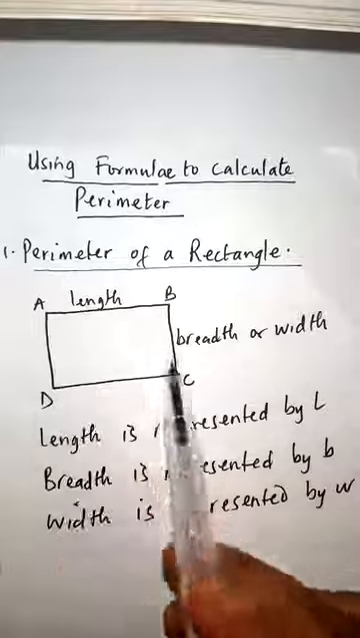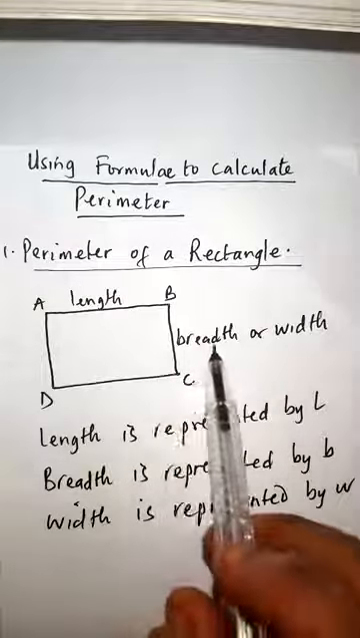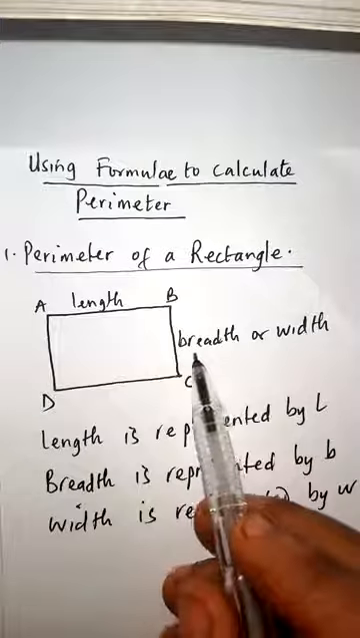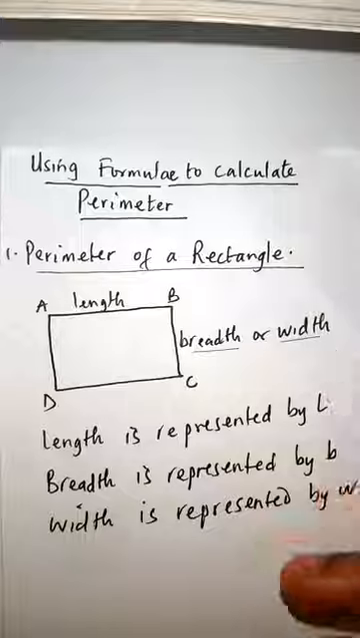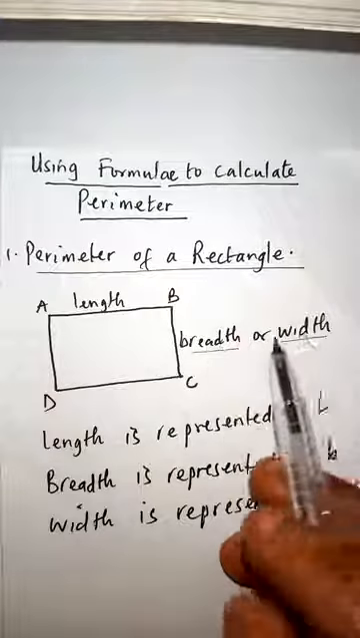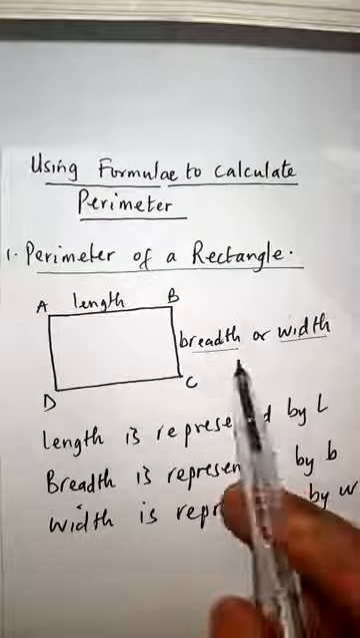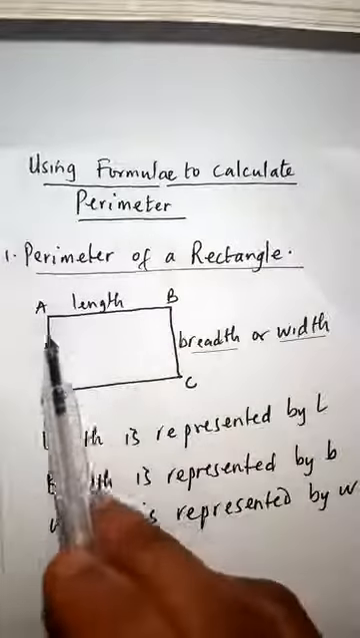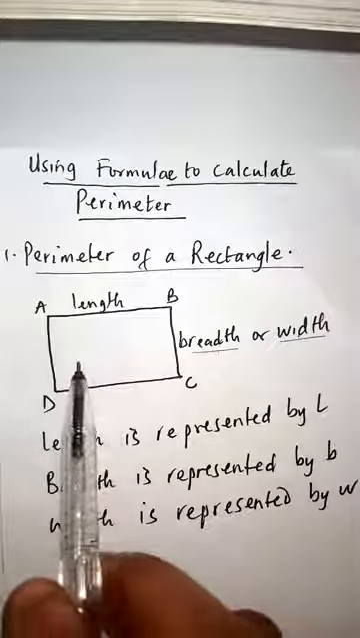We have a rectangle of length and breadth or width. Please don't forget, in some textbooks you will see breadth, and in some textbooks you are going to be seeing width. Either of these is okay, either breadth or width. We have a rectangle of length and breadth.